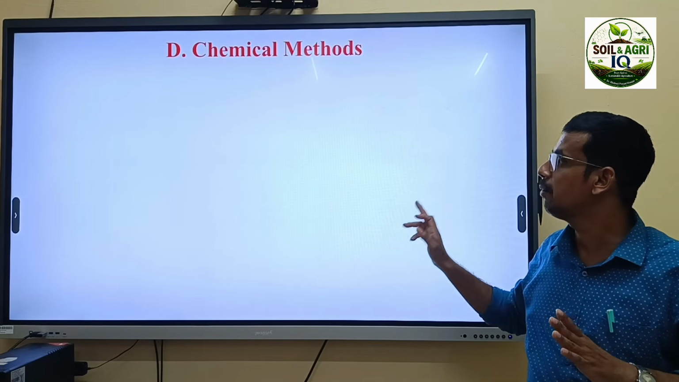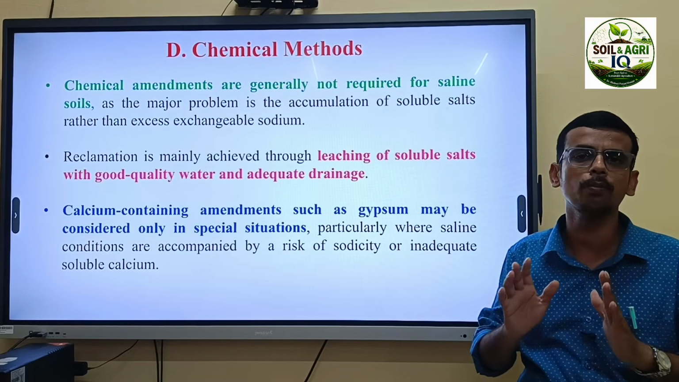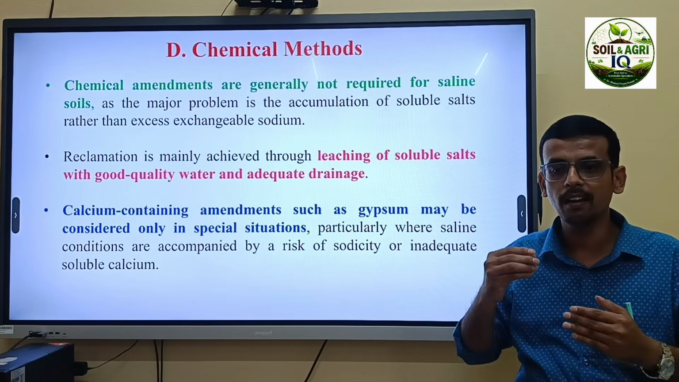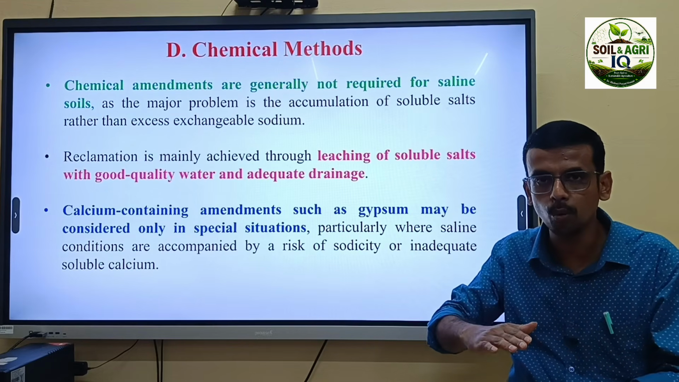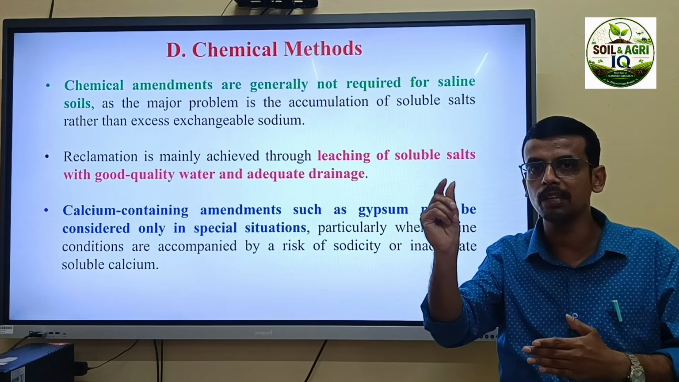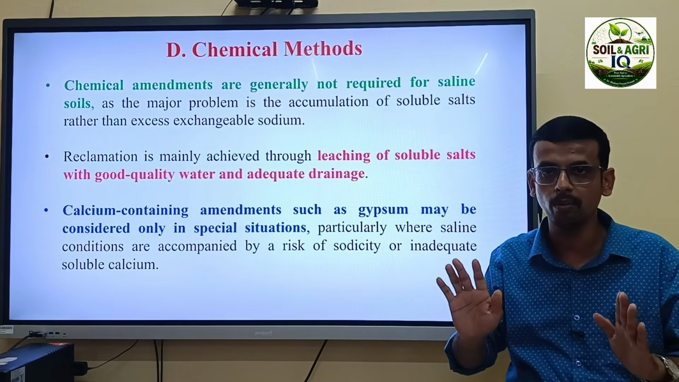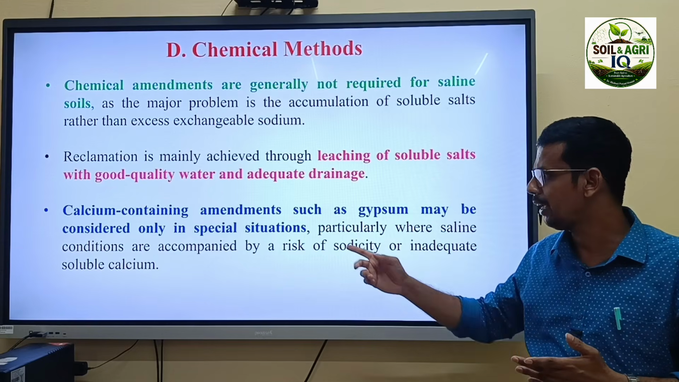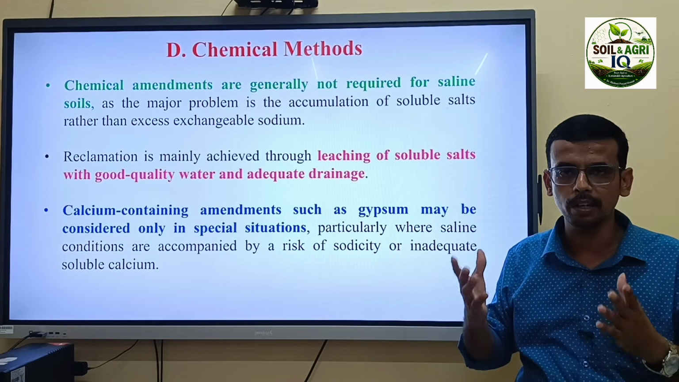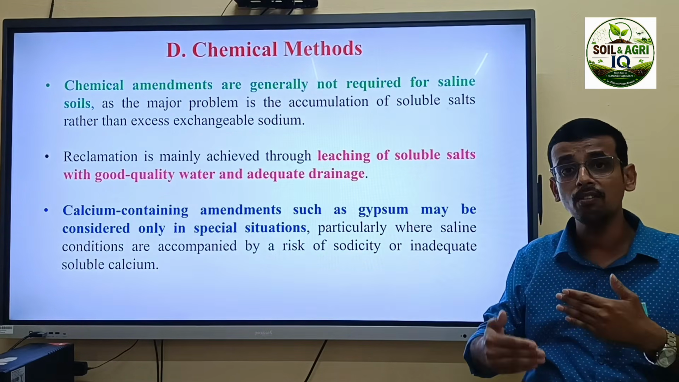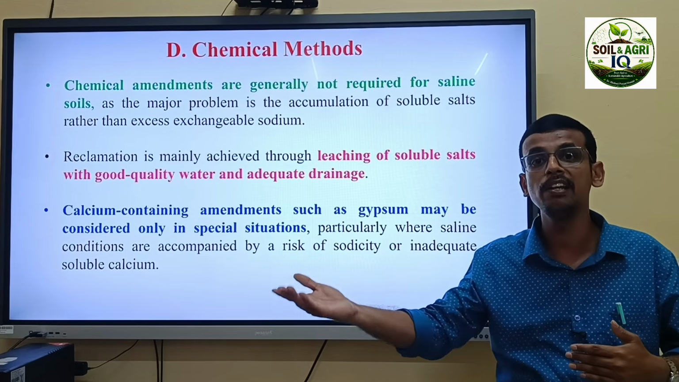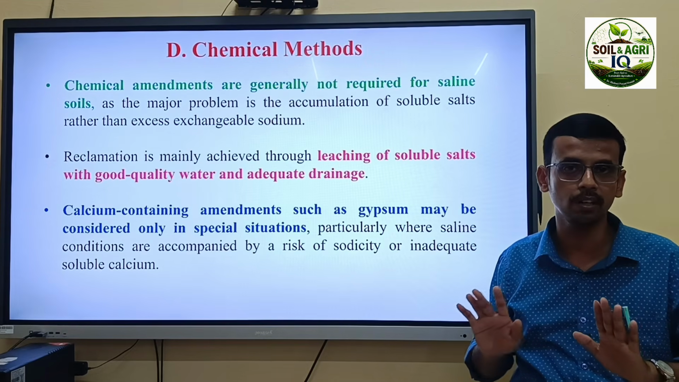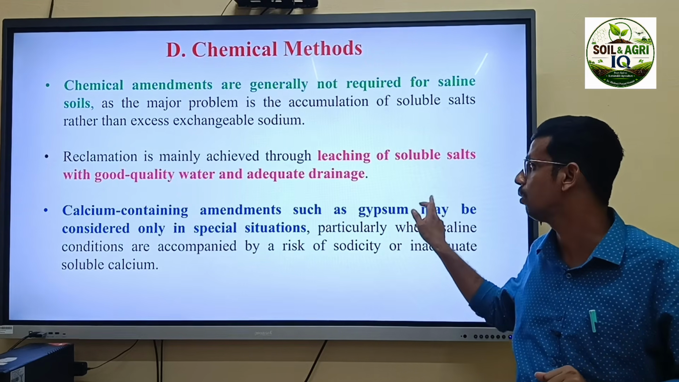Then coming to the chemical methods, generally for reclamation of the saline soil, chemical method is not required, because here the only requirement is to leach down the soluble salt, not to remove the exchangeable sodium from the soil exchange site. It is not required. Just leach down the soluble salt using good quality irrigation water. Sometimes a calcium containing amendment is required if there is a chance of formation of soil sodicity in the near future. In that case you can use it, but it is generally not followed. Chemical method is generally not followed for reclamation of the saline soil.